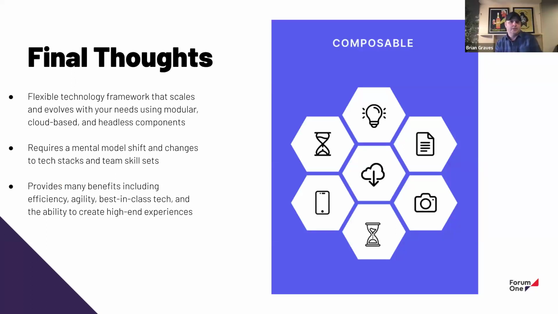So some final thoughts to wrap up and recap here. Composable architecture is a flexible technology framework that really scales and evolves with your needs through cloud-based, modular, and headless components. And it's really a move away from a centralized, highly coupled CMS at the center type approach. And the move from a more traditional approach towards a composable architecture does require a shift in mental models, and some new team skill sets and tech stack changes are likely to be needed if you choose to make the move.